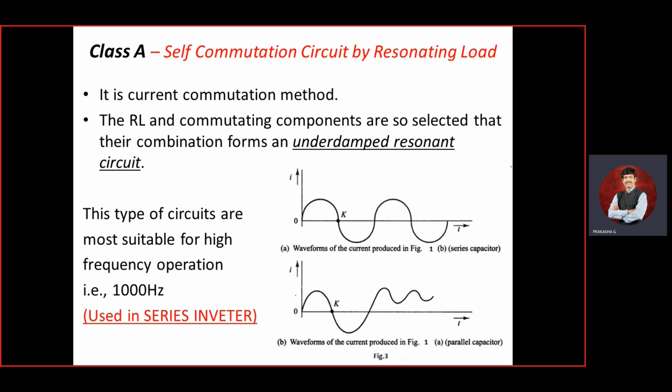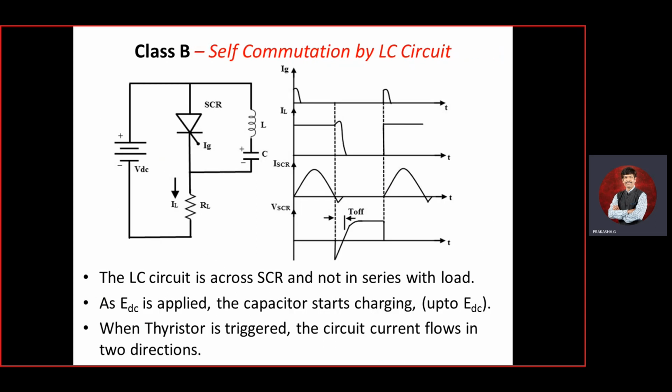Other than that, we have one more commutation method, that is class B. In class B, we will not have only R. It is an LC circuit, we will have the inductance and also the capacitance. So here you can clearly see how exactly it differs from class A.